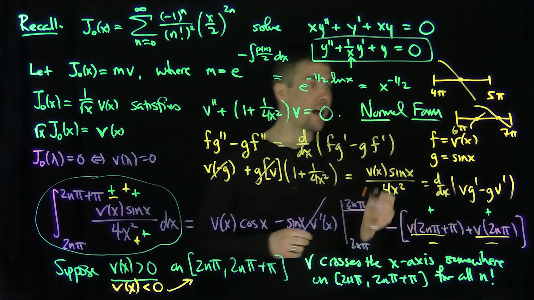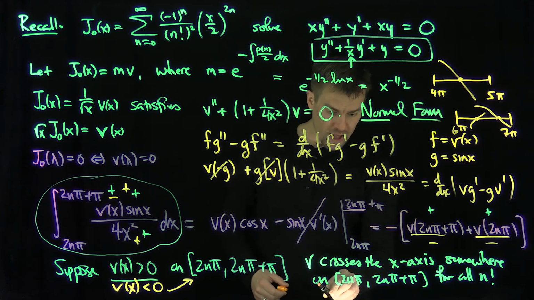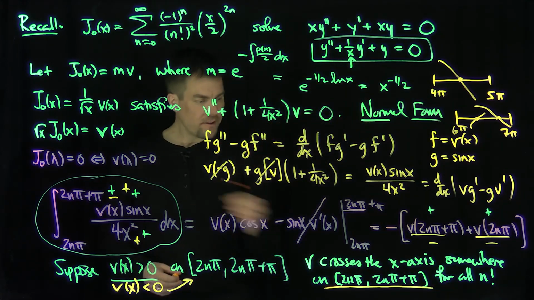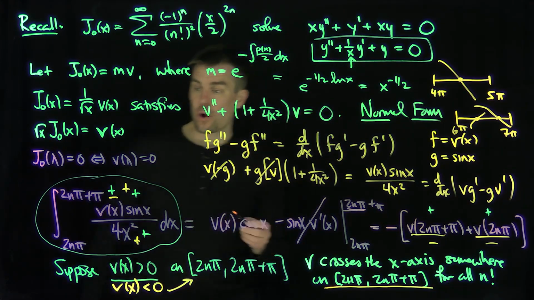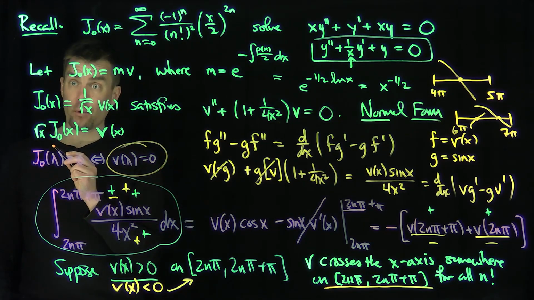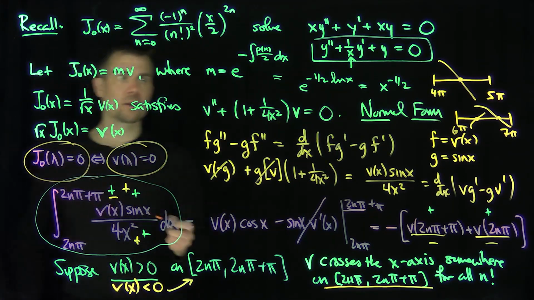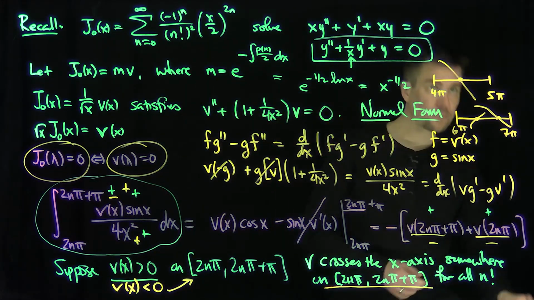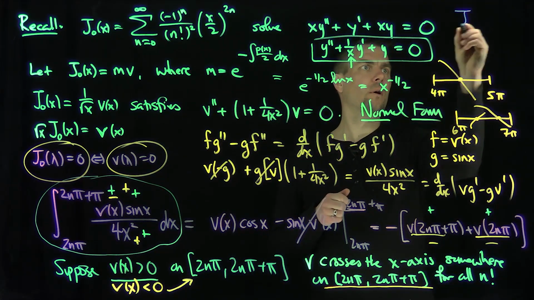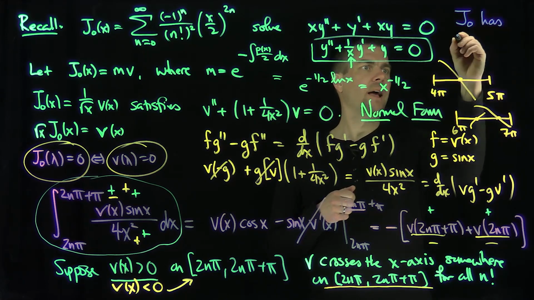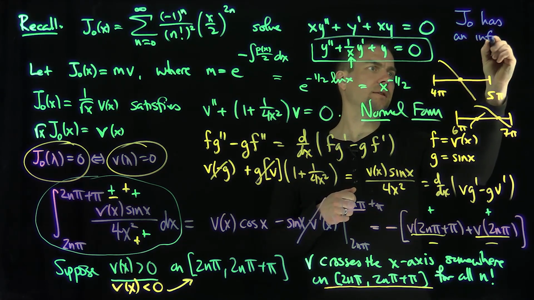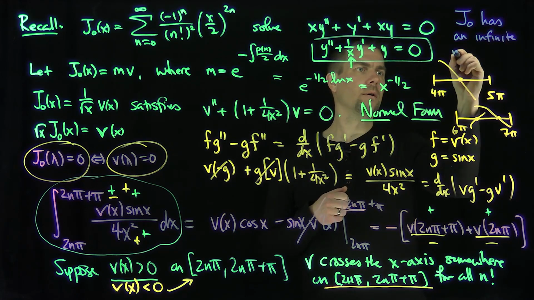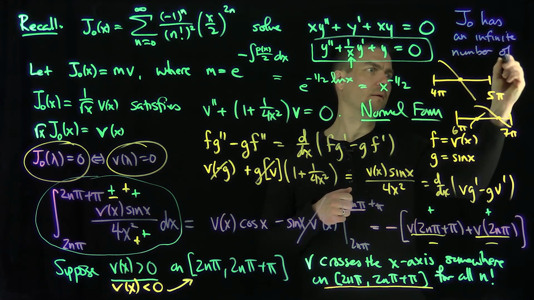So in other words, I've just shown that for every interval of this form, for all n, v crosses the axis somewhere in that region. If v crosses, that means that v of that point is 0, which means that J0 is 0. So the conclusion is that J0 has an infinite number of zeros. Hence, J0 has an infinite number of roots.